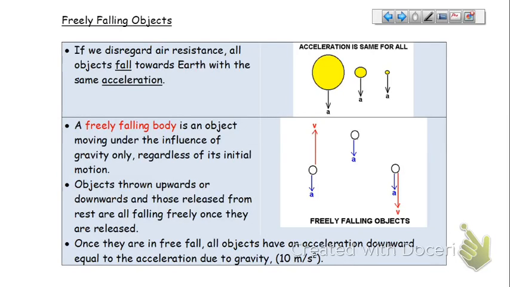Minus 10 because it's pointing downwards towards the Earth, assuming that up is positive and down is negative. So we say, if we disregard air resistance, all objects fall towards the Earth with the same acceleration. We're going to call that free fall. If I say the object is only acted on by gravity, that means it's in free fall.